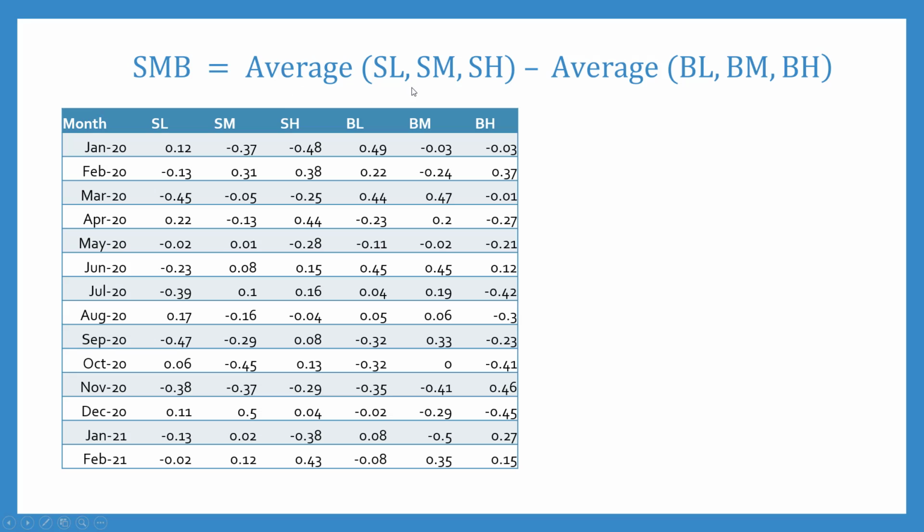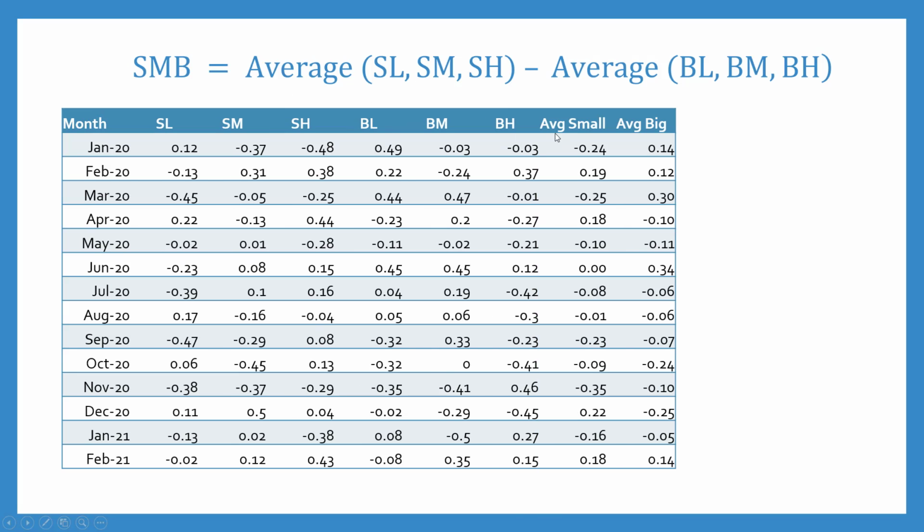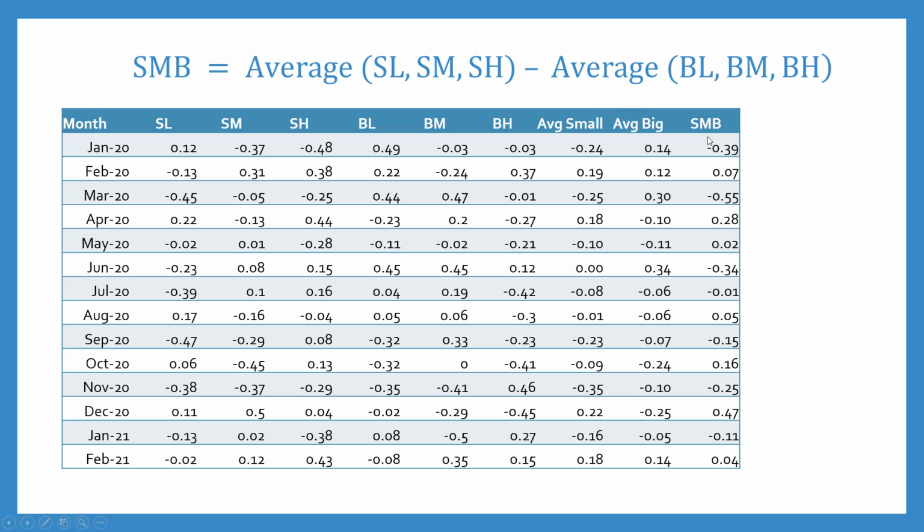For that, we take the average of SL, SM, SH. So we have the average of small portfolios because these are all small, and I'm calling this column average small. Then we have average big, the average of BL, BM and BH. Next, we are going to deduct the average of small portfolios from the average of big portfolios, and so we have the SMB factor.